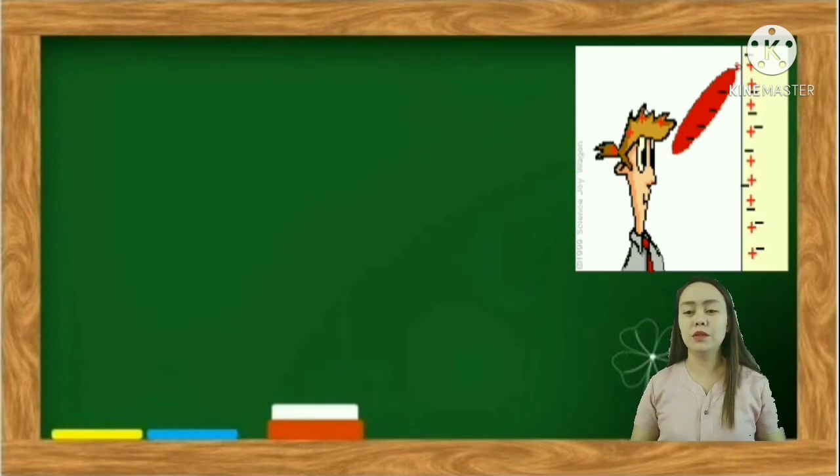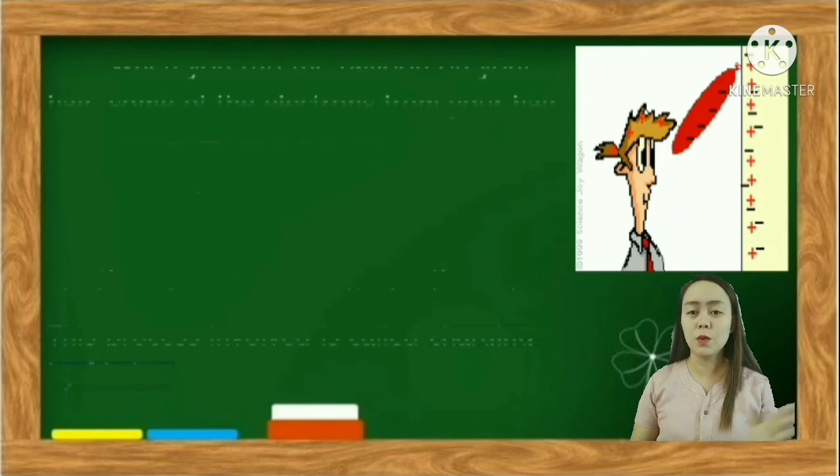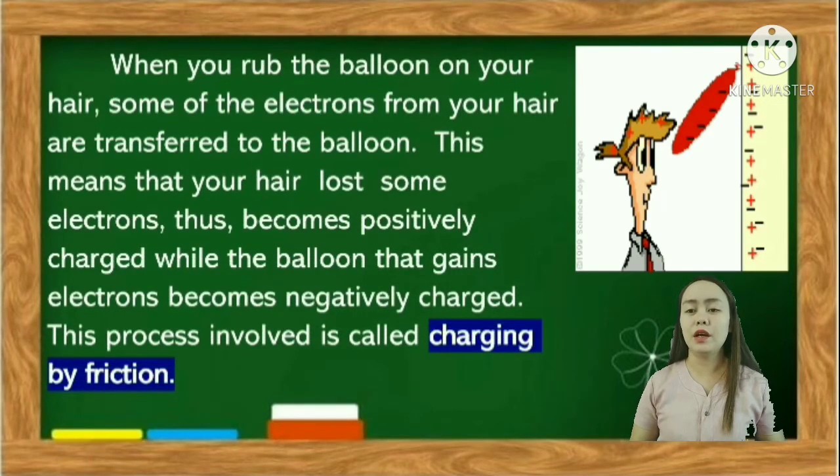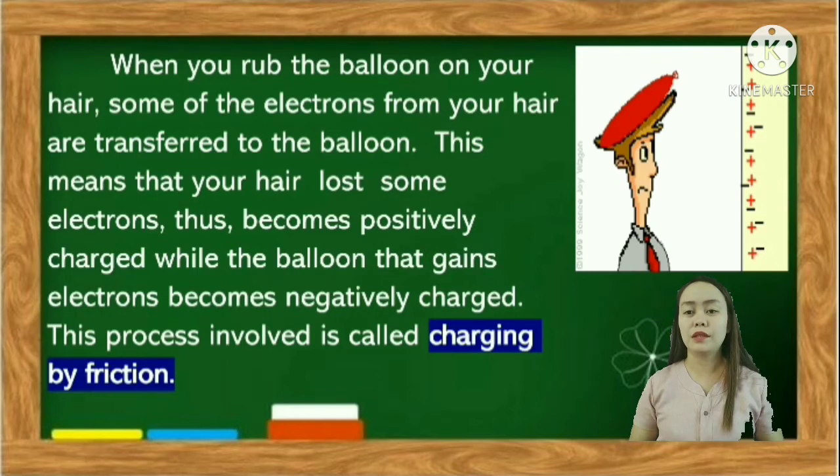When you rub the balloon on your hair, some of the electrons from your hair are transferred to the balloon. This means that your hair lost some electrons, thus becomes positively charged, while the balloon that gains electrons becomes negatively charged. This process is called charging by friction.